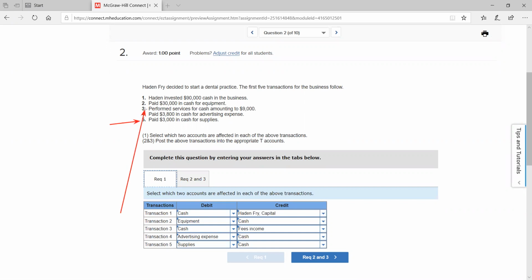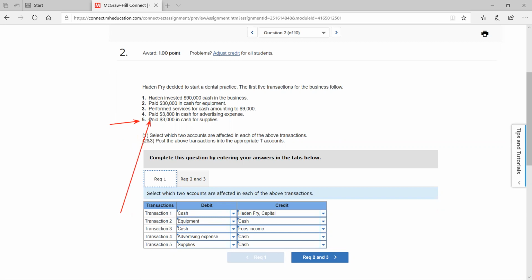Second one, paid $30,000 in cash for equipment. We have cash and equipment both involved, so we're debiting equipment because it's increasing, and crediting cash. Transaction 3, perform services for cash for $9,000. Performing services is, of course, revenue, and the revenue account we've been using is the fees income account. So we're debiting, or increasing, cash and crediting the fees income account.